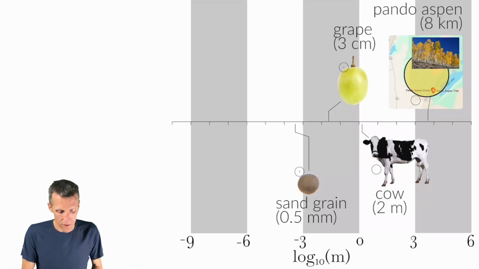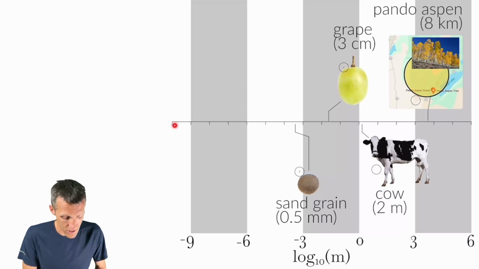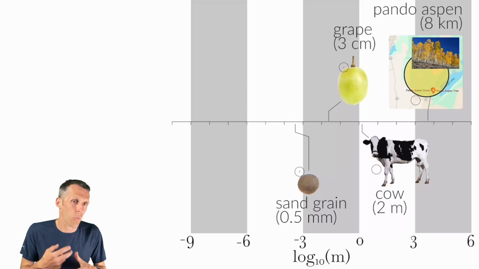What I'm showing here is a graph on a log scale of length sizes. To center us, this is log 10 of 0, which is 1 meter, so this is the 1 meter line. It goes all the way up to millions of meters, and then down here it goes all the way down to tens of billions of meters. I've annotated this with different objects of the appropriate size. So a cow is about 2 meters, and that's right here on the scale.